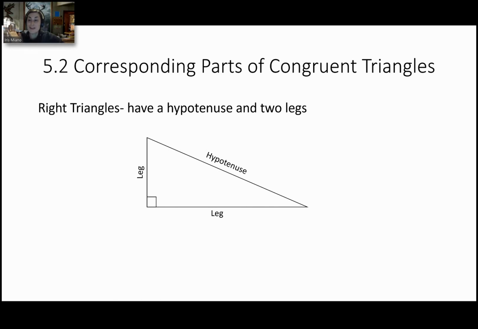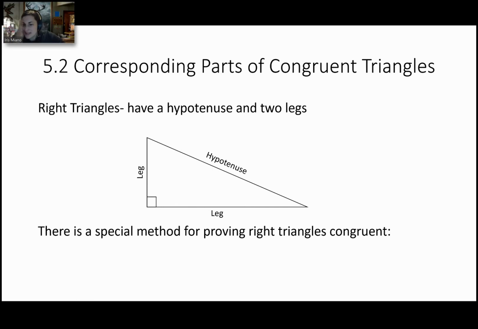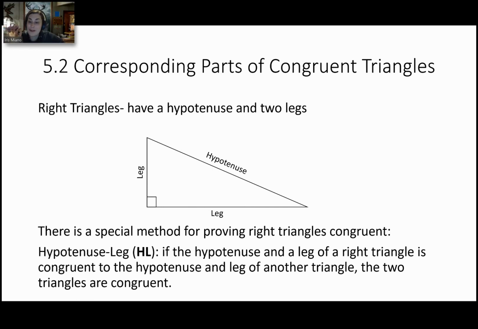Either, as far as edges are concerned, you're the hypotenuse or you're a leg, okay? So there is a special method for proving that right triangles are congruent, and it's called hypotenuse leg, or HL. This is a little 2-letter code, and it's only for right triangles. So if the hypotenuse and a leg of a right triangle are congruent to the hypotenuse and leg of another triangle, then the 2 triangles are congruent.